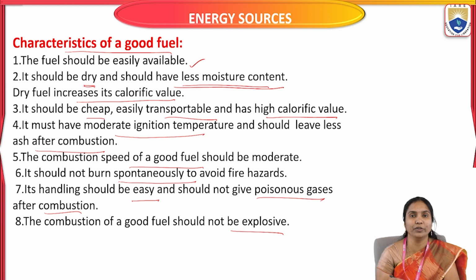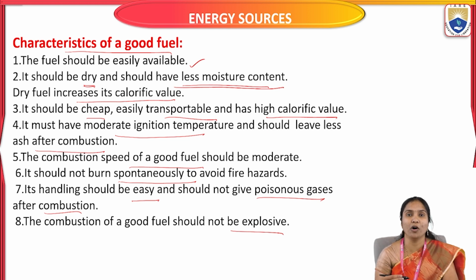So a good fuel contains a low percentage of moisture content, volatile matter, and ash content, and it has high calorific value, is available at less cost, and is eco-friendly. That means it does not produce any poisonous or harmful gases during burning or after the combustion process. And the combustion of a good fuel should not be explosive. So these are the main characteristics of good fuel.